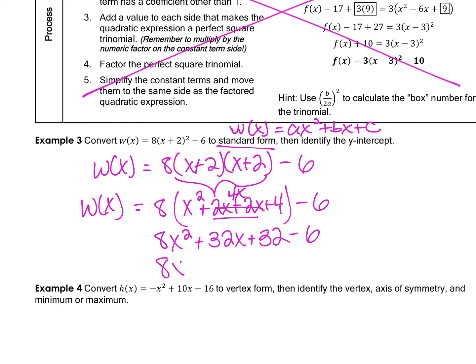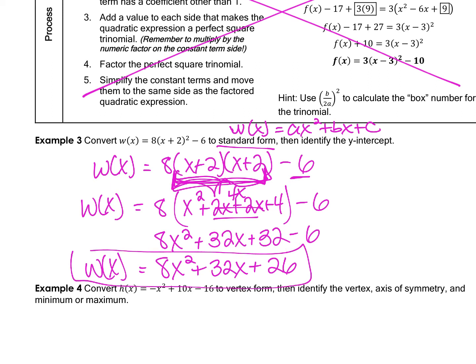So that would give me 8x squared plus 32x plus 26. So if you're going from vertex to standard, you need to multiply it out. I would highly suggest doing this piece first, multiplying these two using FOIL, and then distribute your 8. And then don't forget about your k at the outside. So there's our standard form. So that's not too difficult.